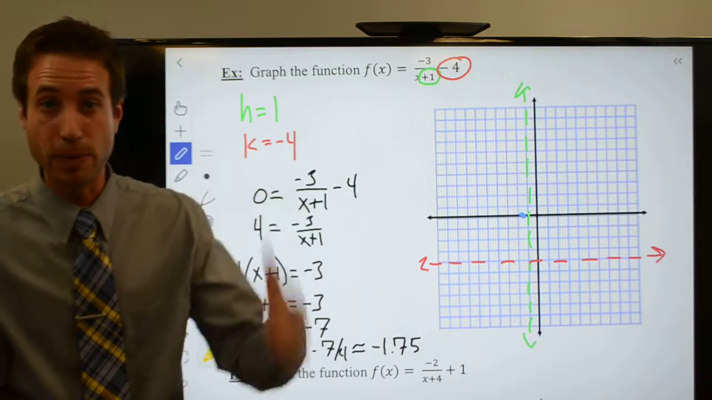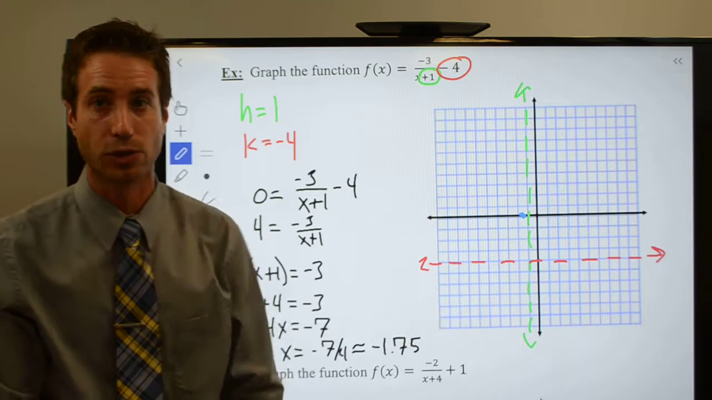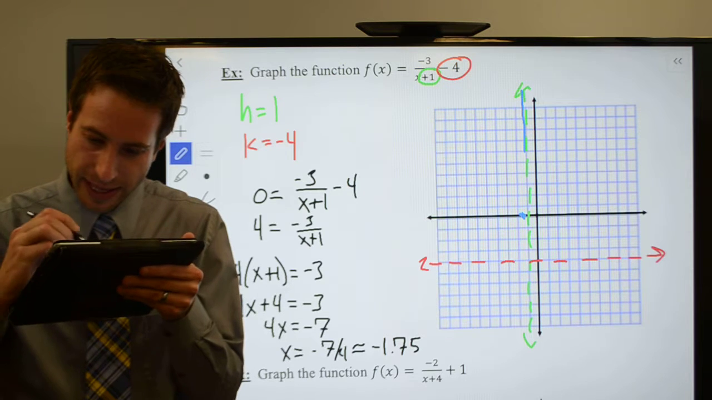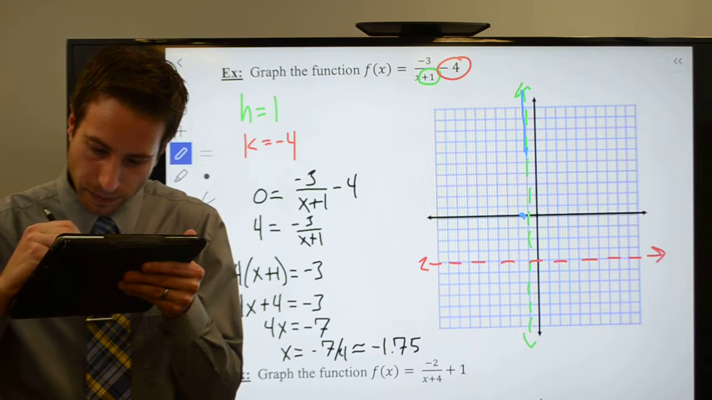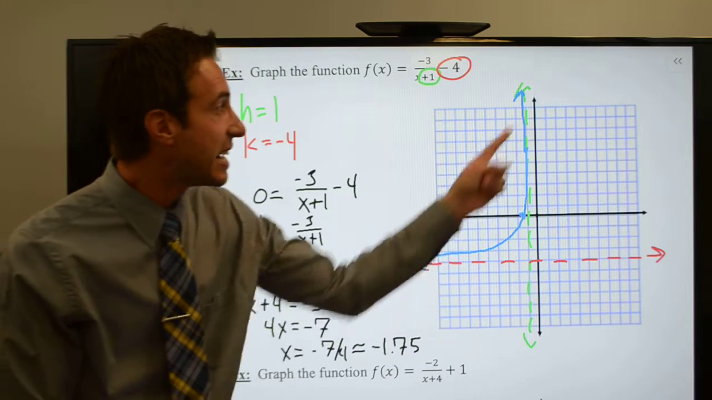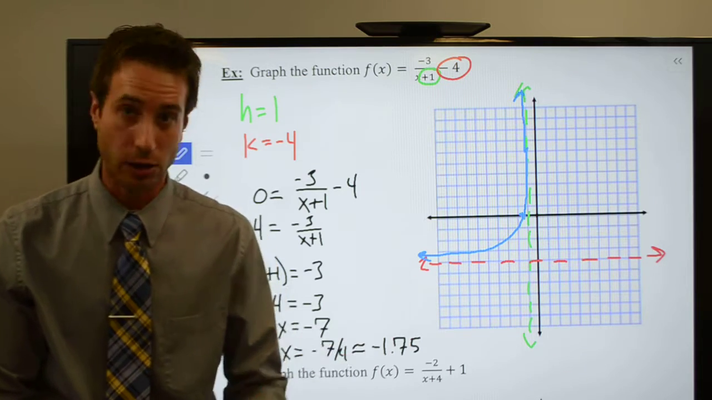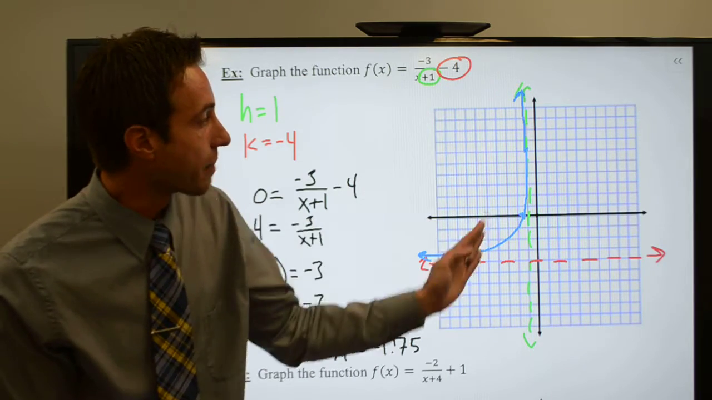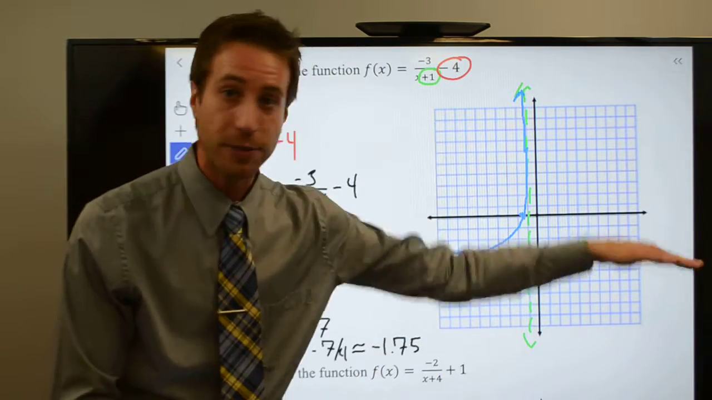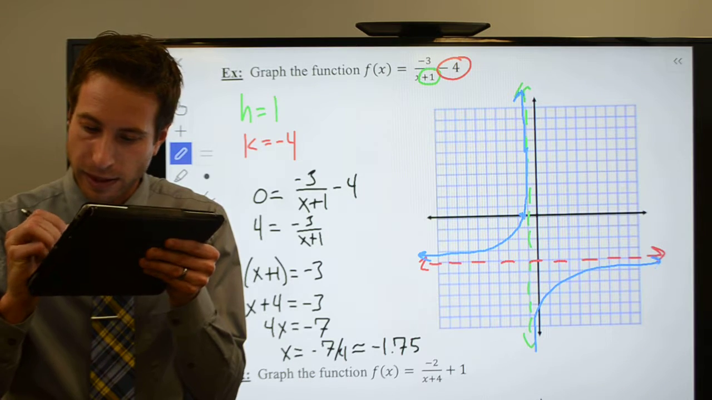Okay, at this point, it should be pretty easy to tell. I have to go through that point, but I can't touch the asymptotes. Well, guys, there's only one way to do that. It's got to come down through here like this. And again, you're free-handing these. If you touch the asymptote, I'm not going to freak out. Just do not cross those asymptotes. Now, if I'm going to infinity on this side, on the opposite side I have to be coming from the other direction. So it's going to go like that.